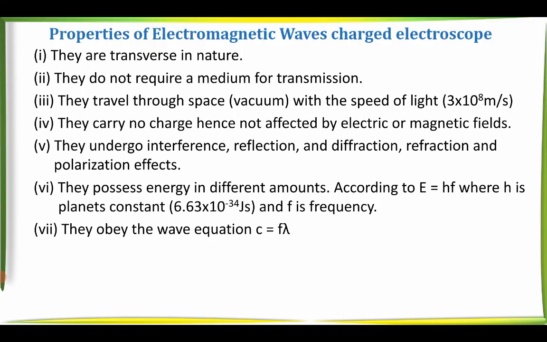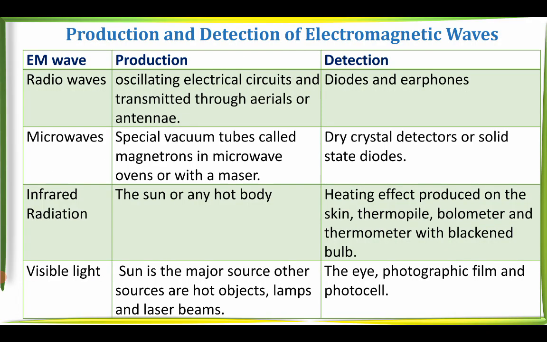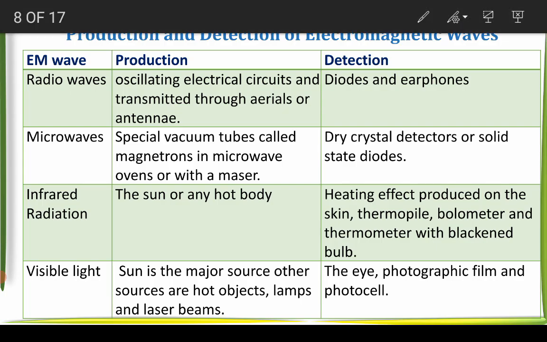So these are the properties. They are also characteristics, basically. Now let's look at their production and detection. All right. So in this column we have the electromagnetic waves: radio waves, microwaves, infrared, visible light, and others in the next slide.